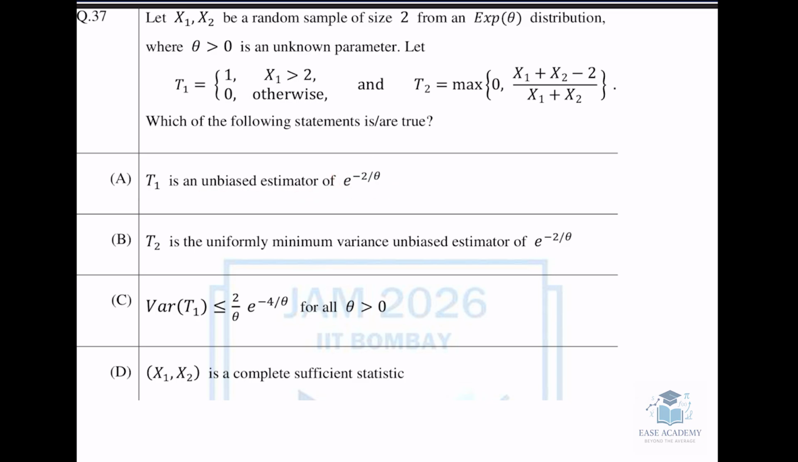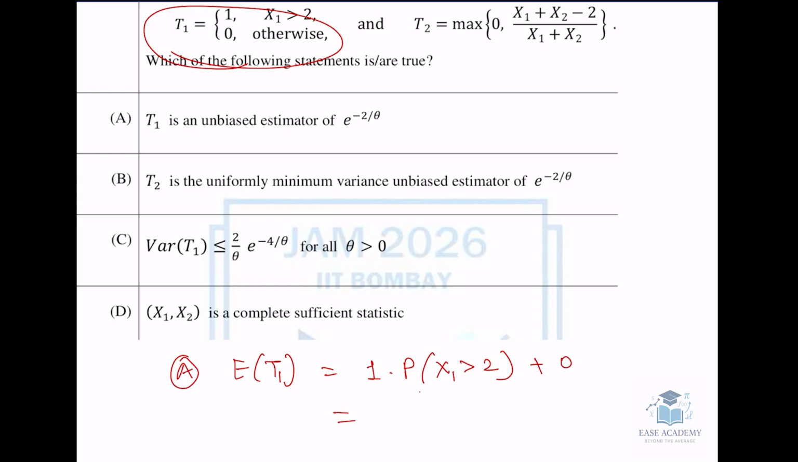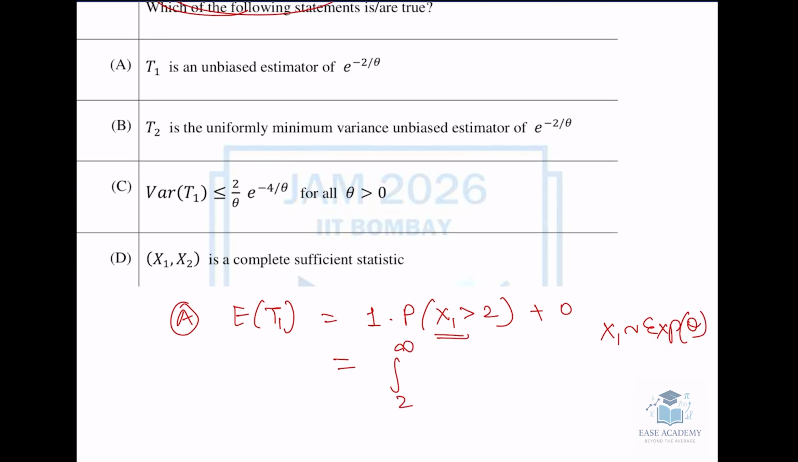In order to check whether any statistic is an unbiased estimator or not, we need to verify whether the expectation of T1 is equal to e to the power minus 2 by theta or not. As T1 is defined as this, we can write 1 into the probability of X1 greater than 2. Since X1 is exponential theta, we can simply integrate from 2 to infinity, 1 by theta e to the power minus x by theta.